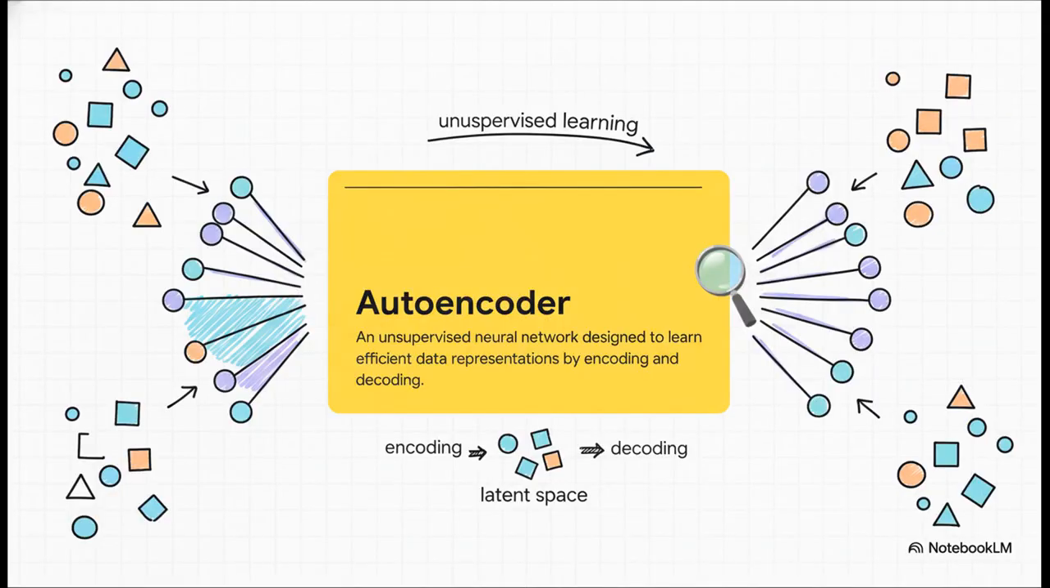Okay, so here's the official definition, but let's not get scared by the jargon. It's an unsupervised neural network. All unsupervised means is that it learns by itself. You don't have to sit there and label millions of images telling it this is a cat, this is a dog. It figures out the patterns on its own. And its whole job, its entire reason for being, is a two-step process. First, it squishes the data down into a super compressed version. That's called encoding. Then, it tries to build the original data back up from that tiny version, and that's called decoding.